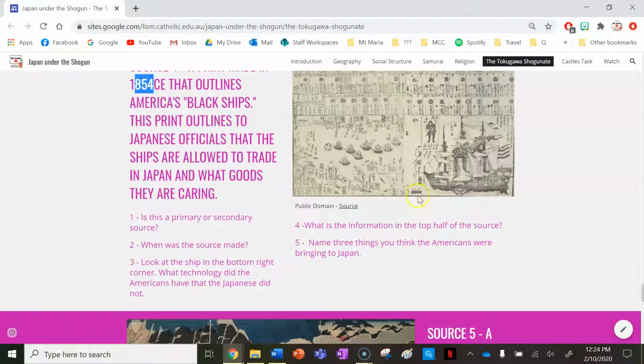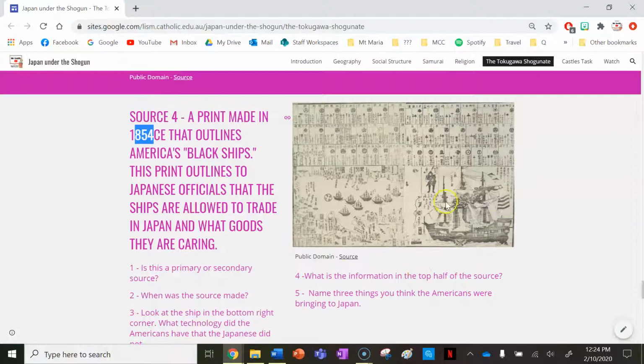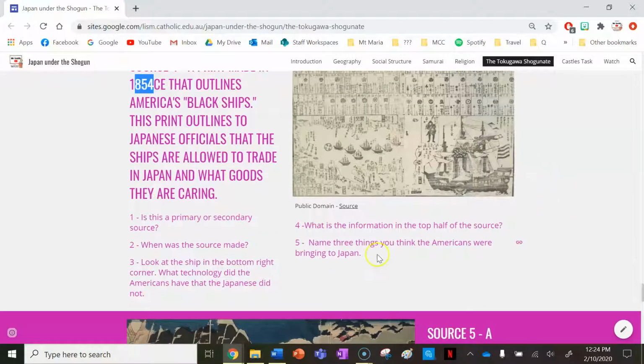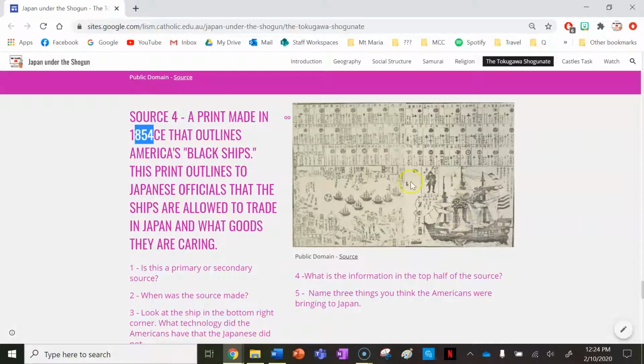We've got steam and coal power. What is the information in the top half of the source? By looking at that, it looks kind of like a list. So to me, this looks like a list of all the things the Americans were bringing into Japan. Now name 3 things you think the Americans were bringing to Japan. For instance, they could be bringing in this steam technology as well.